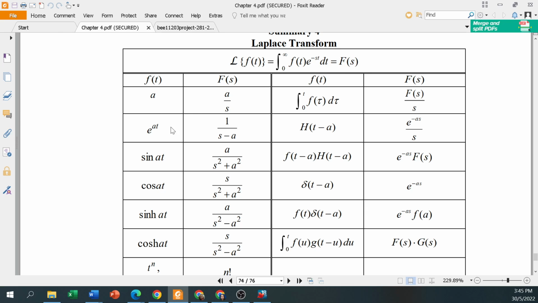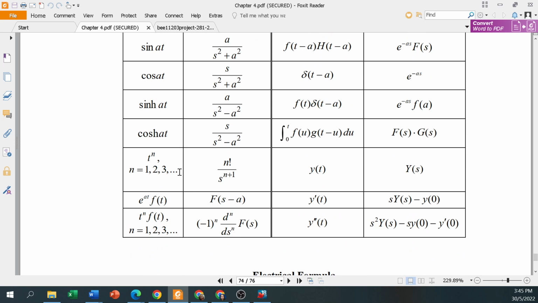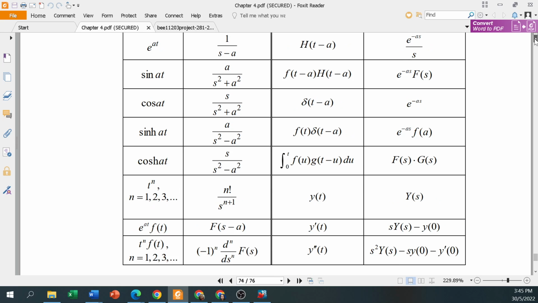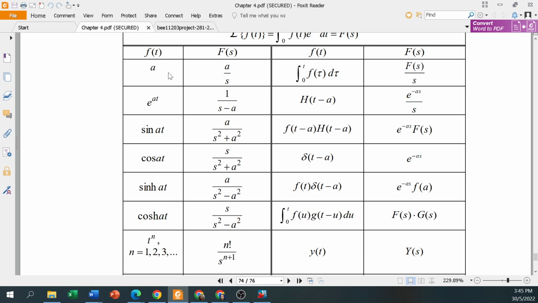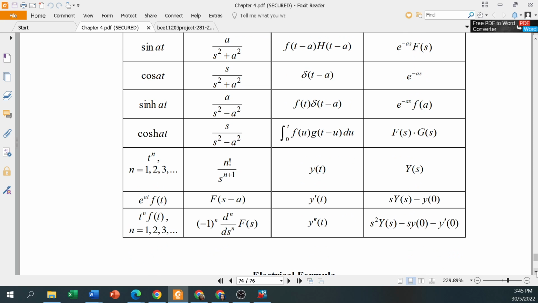So given f(t), the Laplace transform is F(s). So this is f(t), and this is the result of your Laplace transform. And then we still have other functions that we are going to look through later. So up to now, we have the 7 basic formulas: 1, 2, 3, 4, 5, 6, 7, including t to the power n. And then the linearity property is not mentioned here.